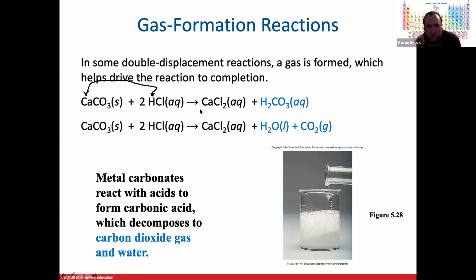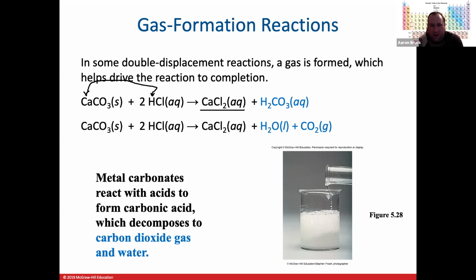Calcium goes with the chloride to make calcium chloride. We look on our solubility chart. Chlorides are usually soluble. There are a few exceptions, lead, mercury, and silver. Calcium is not one of those. It dissolves in water. The other product that we would anticipate is hydrogen carbonate, H2CO3, sometimes known as carbonic acid.